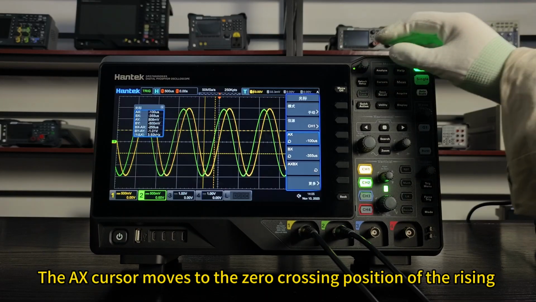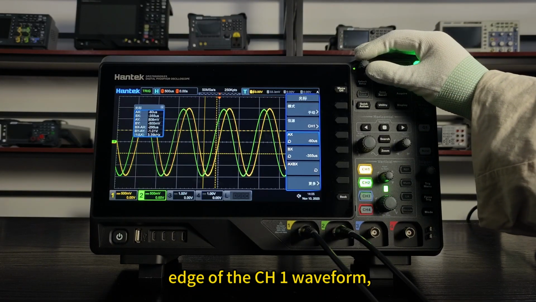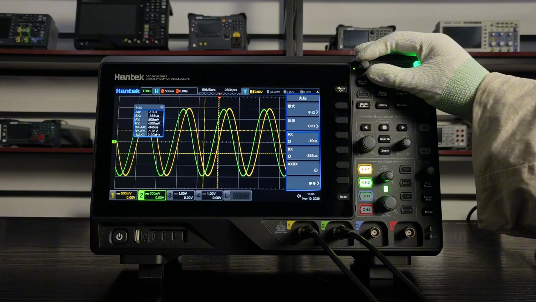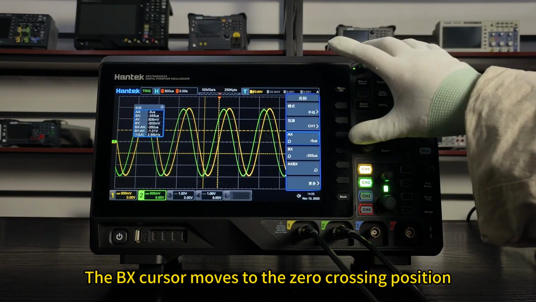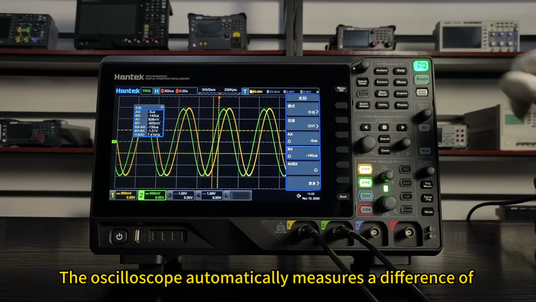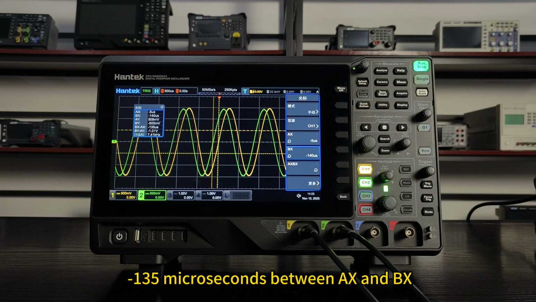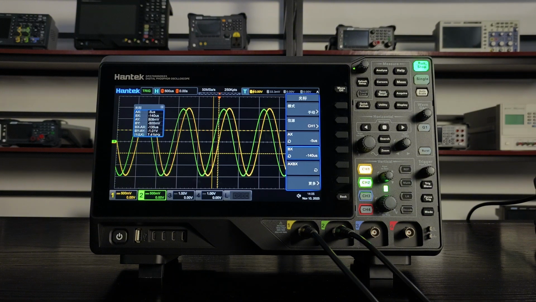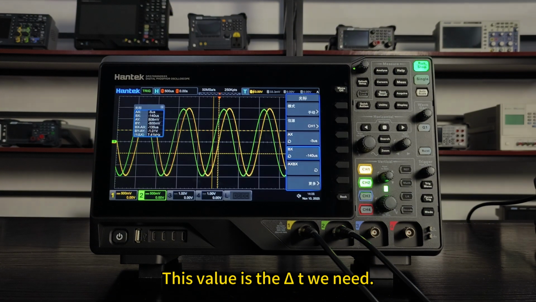The AX cursor moves to the zero crossing position of a rising edge of the CH1 waveform. The BX cursor moves to the zero crossing position of a rising edge of the CH2 waveform. The oscilloscope automatically measures a difference of 135 microseconds between AX and BX. This value is the delta T we need.